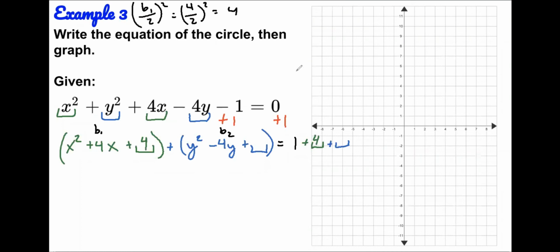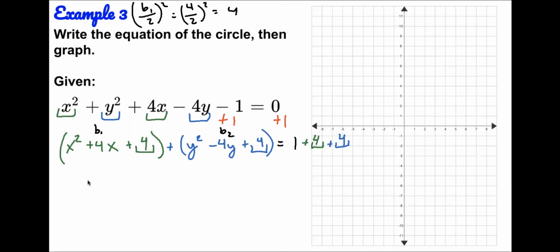And very similar to this one, b sub 2 is negative 4. Negative 4 divided by 2 is negative 2. Negative 2 squared is positive 4. All right. Okay, I'll let you guys give me the squares now. Let's see what you guys get.